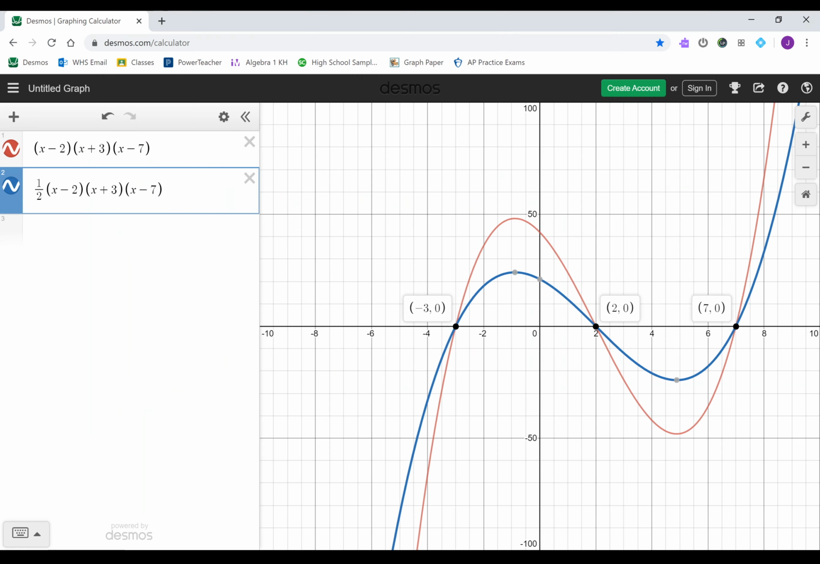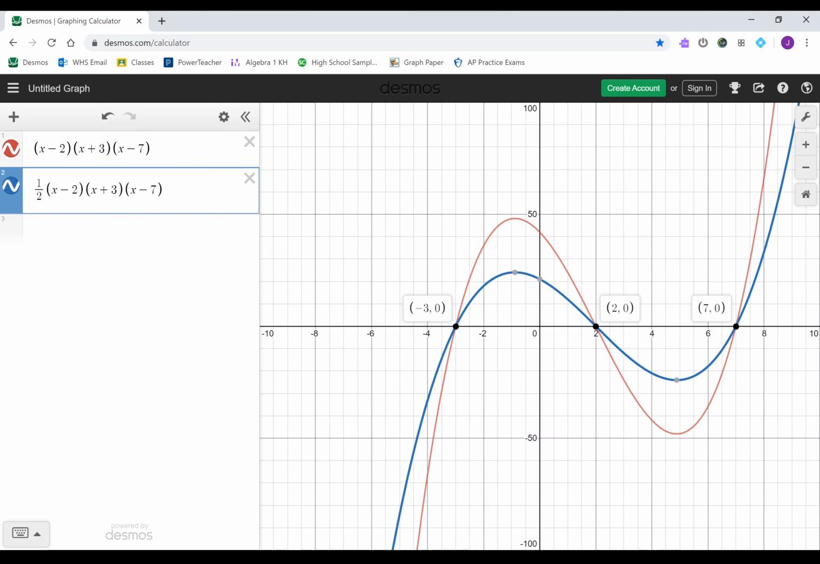And I think that actually kind of makes sense because if we look at what we are graphing, those x-intercepts come from these factors, right? X minus 2, well, that equals 0 if we plug in +2. That's why we have an x-intercept of 2, 0. X plus 3 equals 0 if we plug in -3. So that's why we have an x-intercept of -3, 0. Same thing for x minus 7. That gives us our x-intercept of 7, 0. The second function has the same factors. The only difference for the second function is it has this 1/2 out front.